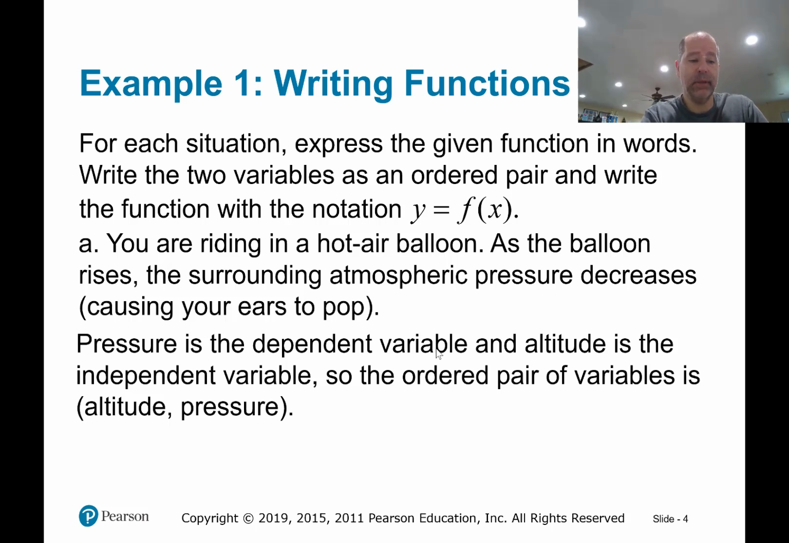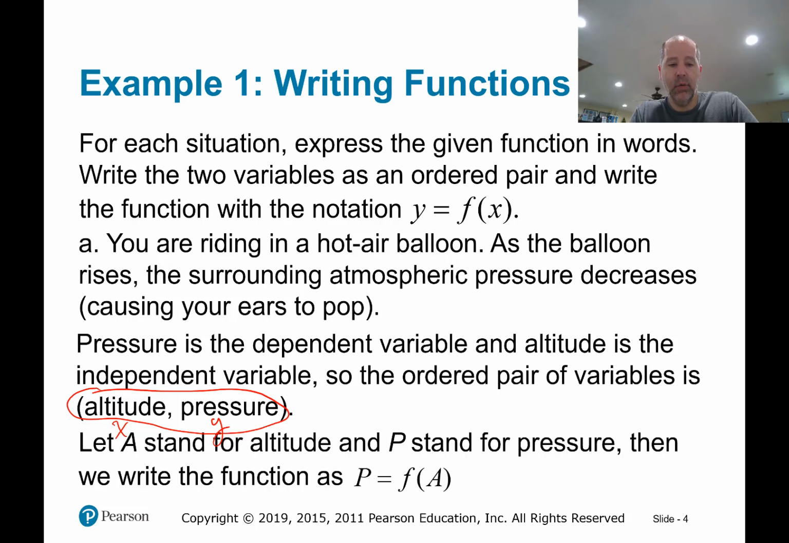So the ordered pair would look something like this. Altitude would be your x and the atmospheric pressure would be your y. And so we would write it in function notation. We would say, okay, let A represent altitude and let P represent air pressure. And so we would say the air pressure is a function of altitude: P equals f of A. So we don't have to use x and y as our variables. We can use any letter that represents the quantity or the variable that we're measuring.